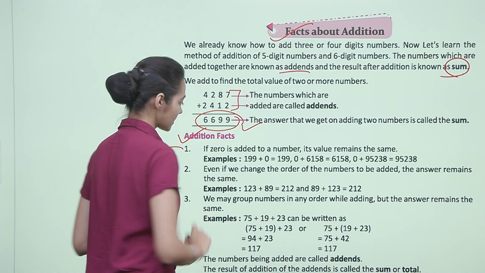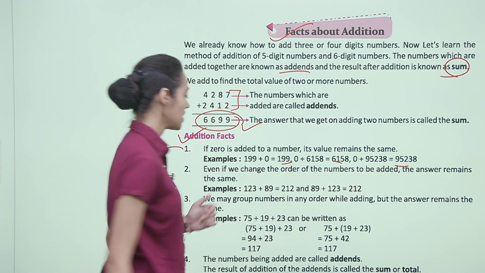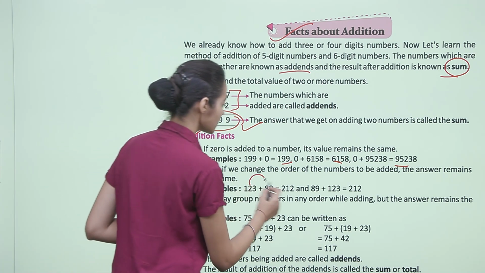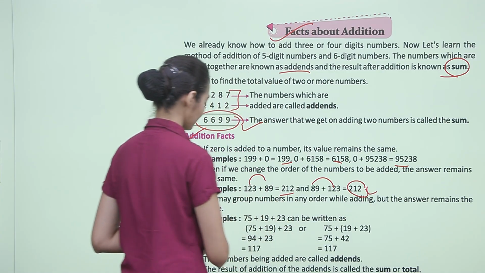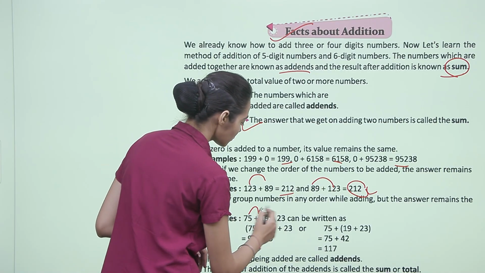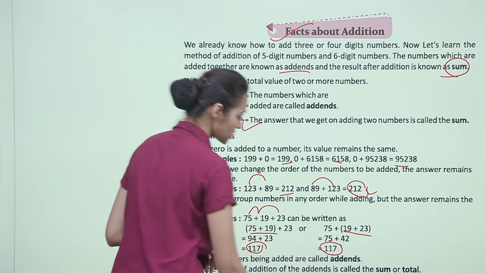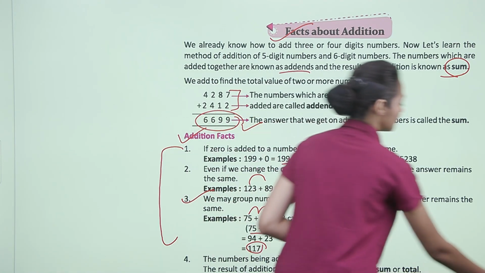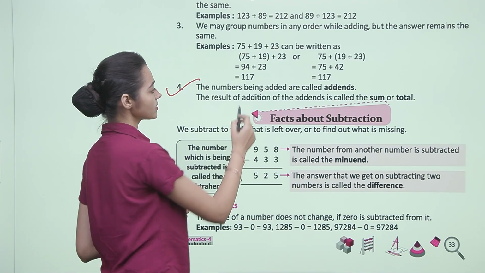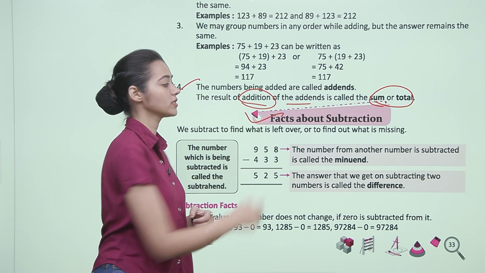Now here are some addition facts. If 0 is added to a number, the value always remains the same. The next one is, if we change the order of the numbers to be added, the answer always remains the same. If we group numbers in any order, the answer always remains the same. Like these three numbers, firstly we group them one way, then another way, and the answer in both cases is 117. The fourth one is, the numbers being added are called addends and the result of addition is called the sum or total. Now let's look at some facts about subtraction.